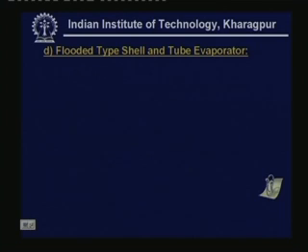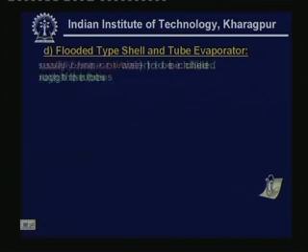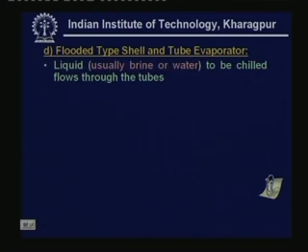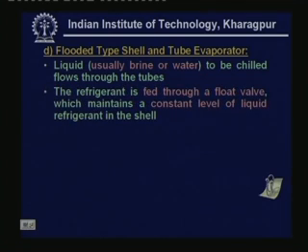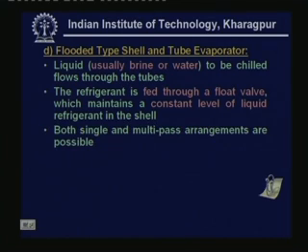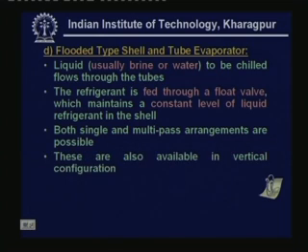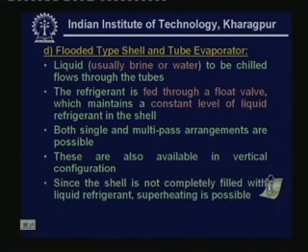So now let us look at the flooded type shell and tube evaporator. As I have already mentioned, the external fluid, which is usually either brine or water, which is to be chilled, flows through the tubes, and the refrigerant is fed through a float valve which maintains a constant level of liquid refrigerant in the shell. Both single and multi-pass arrangements are possible, and these are also available in vertical configuration. Since the shell is not completely filled with liquid refrigerant, superheating is also possible.